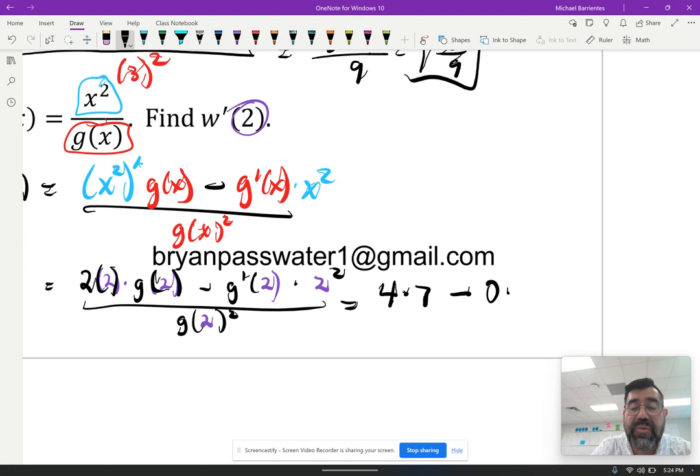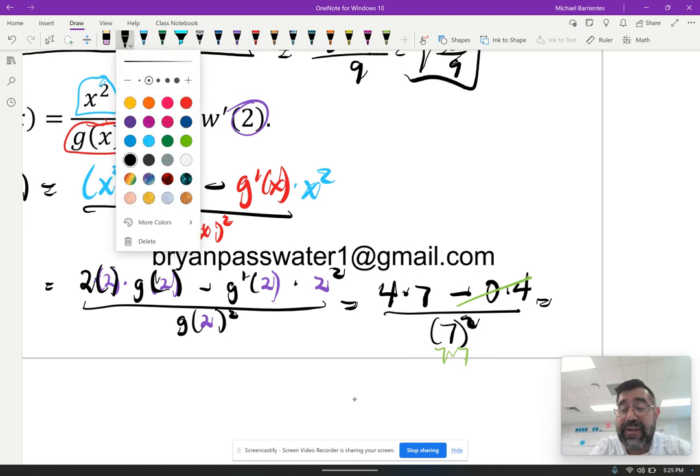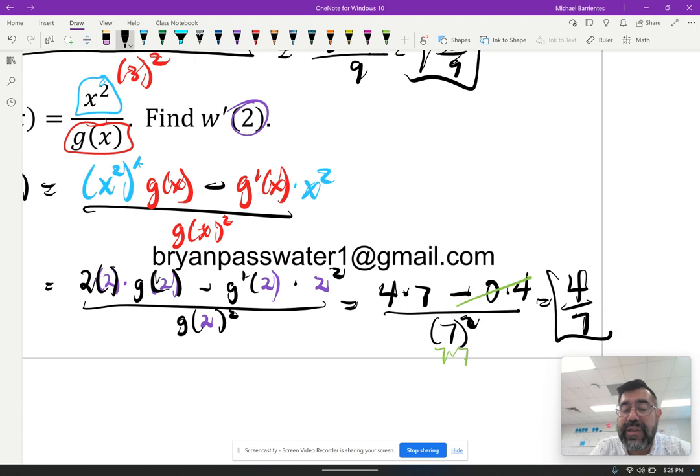0 times 2 squared, that's 4. It really doesn't matter what 2 squared is because when I multiply it times g prime, which is 0, it's going to go away. And then g of 2 we said was 7, and we're going to square that. So in effect, this goes away because 0 times anything is 0. And then I noticed that I'm multiplying by 7 here, and 7 squared is 7 times 7. That means a 7 from the numerator and a 7 from the denominator are going to undo each other. And so my final simplified answer is 4/7. And that would be the derivative value of the w function at x equals 2.